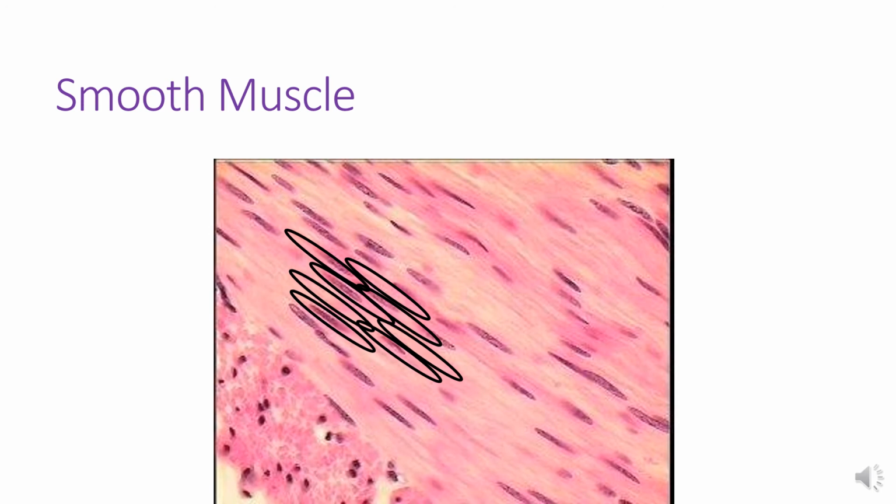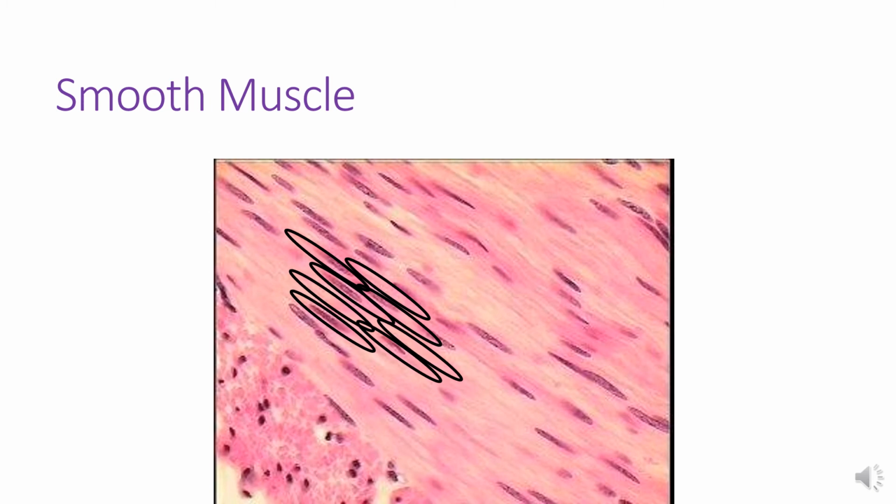Now that I found some cells, do they pack closely together? Yes, they do. Do the nuclei line up in nice, neat rows? Not really, so I might be looking at some kind of muscle. Because I think I'm looking at muscle, I ask, do I see striations? And no, I don't. So this is smooth muscle.